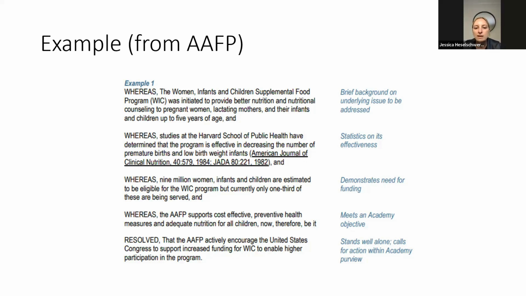And then there is your sentence of what you are asking the MAFP or your other group to do. This particular example only has one resolved clause, but there may be more than one if they are closely linked. So if you're thinking about writing a resolution or resolutions, think about whether it's just one action or more than one related action. If you have multiple actions and they're not super related, you might have separate resolutions, but if they're very closely tied together, you can put them together in the same resolution.